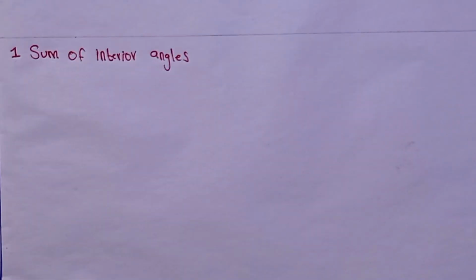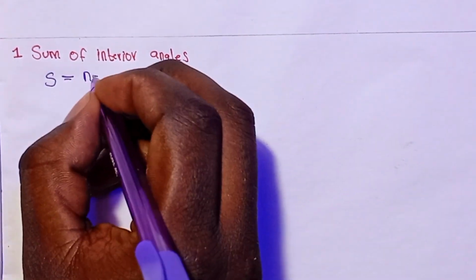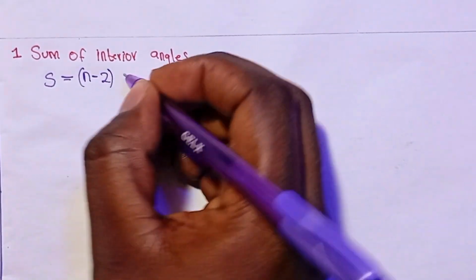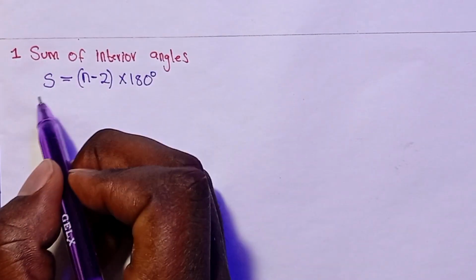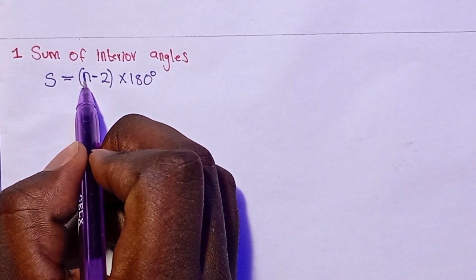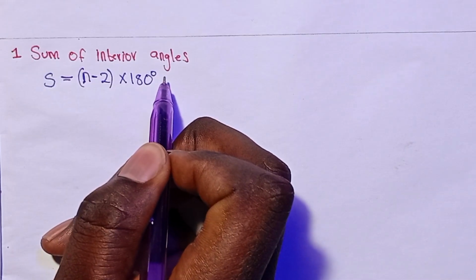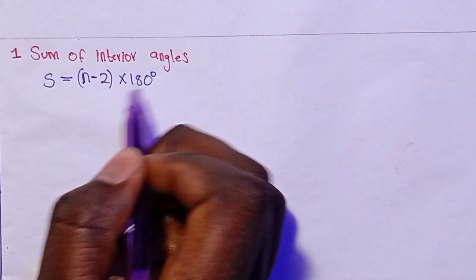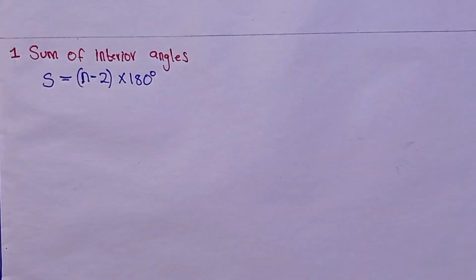So this formula states that S is equal to (n minus 2) times 180 degrees. So this S means the sum of interior angles is equal to the number of sides minus 2, multiplied by 180 degrees. So this formula will give you the sum of interior angles, which is asked most of the time.